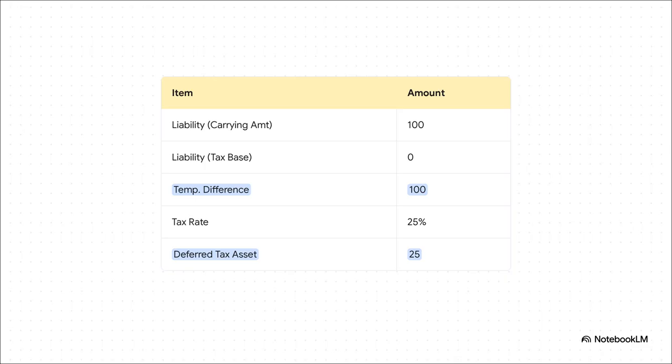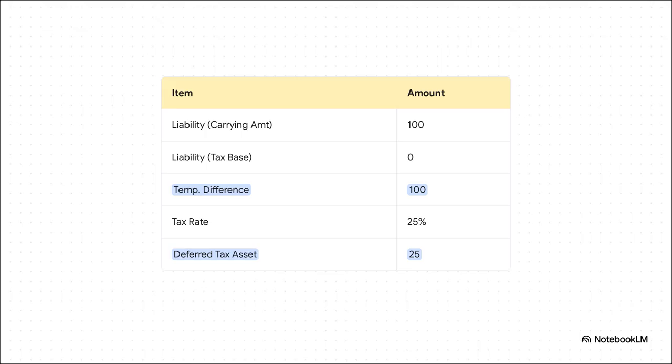A company expects it's going to have to pay out $100 in the future for product warranty claims. For accounting, that's a real liability and they book it right away. But the tax office says, nope, you can't deduct that expense until you actually cut the checks and pay the claims. So the tax base for that liability is zero. That creates a deductible temporary difference of $100.